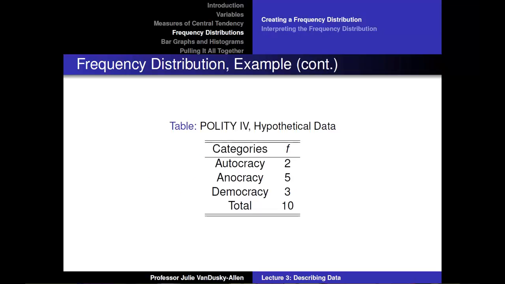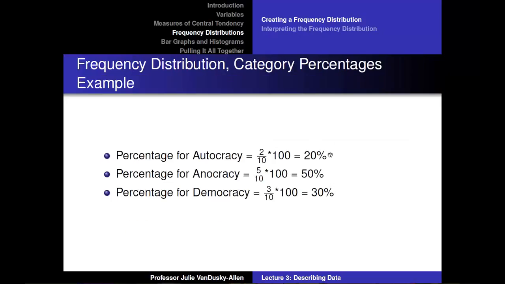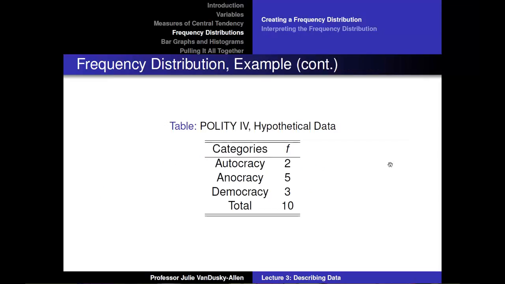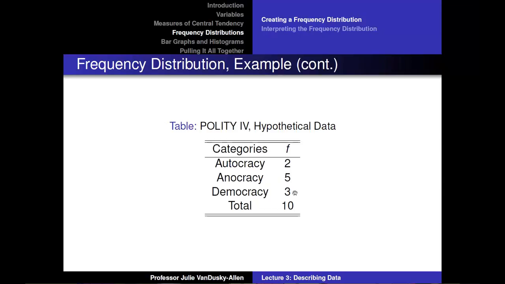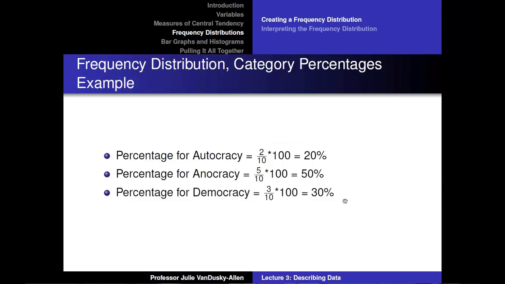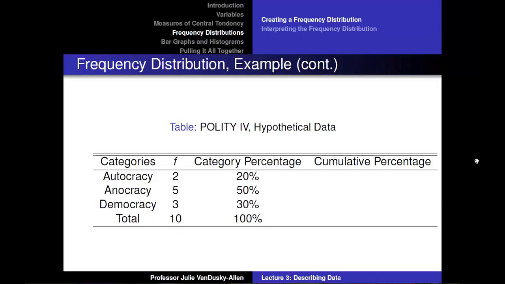Going back to our frequency distribution example, the category percentage for autocracy would be 2 divided by 10, and that number multiplied by 100, which is 20%. The category percentage for anocracy would be 5 divided by 10, and that number multiplied by 100, or 50%. And the category percentage for democracy would be 3 divided by 10, and that number times 100, or 30%. Here we add a column with the category percentage title, and then we add 20%, 50%, and 30% to the appropriate rows. All of these values should add up to 100%.